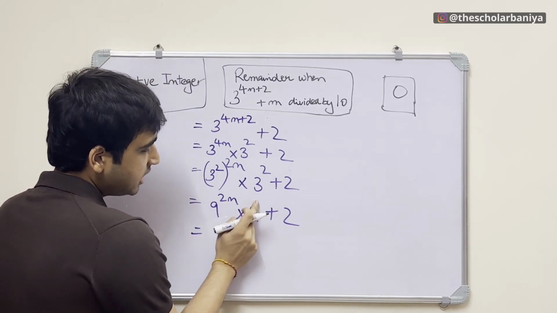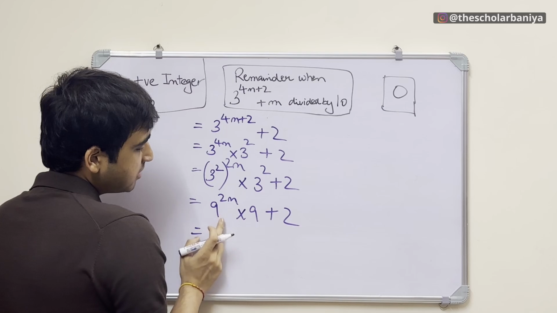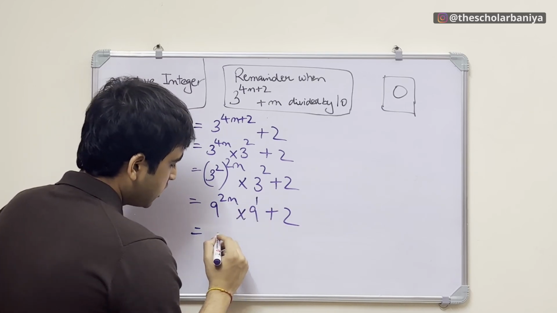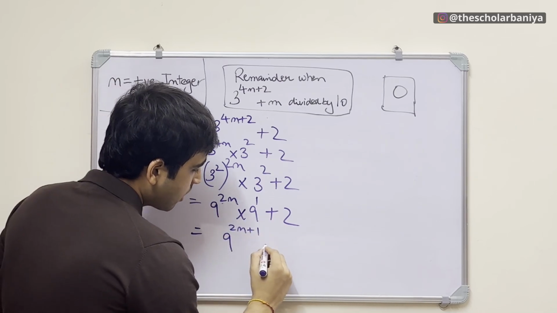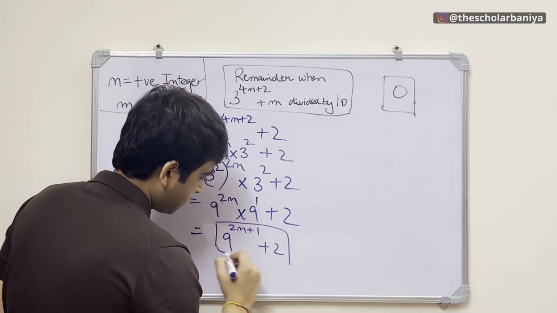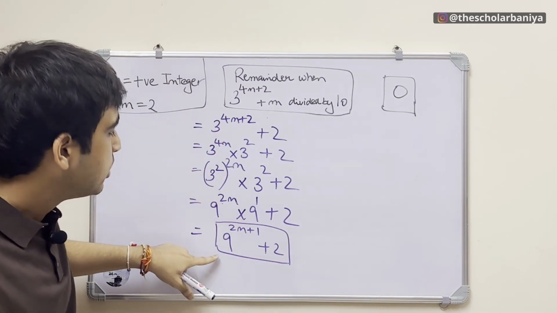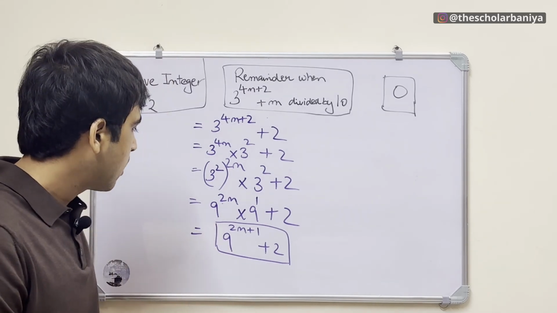Now we can add these powers, because 9 to the power of something into 9 to the power of something becomes 9 to the power this plus this. This is 1 basically, right? So we can write 9 to the power 2n plus 1, plus 2, right? So basically we have simplified this into this. I hope this should be clear, right?